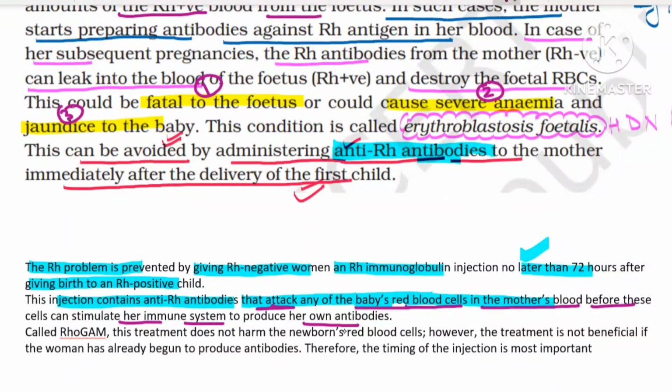Now, these antibodies are also known as RhoGAM. The treatment does not harm the newborn's RBC. However, the treatment is sometimes not beneficial. The reason is we don't know when the mother starts producing antibodies. We give the injection within 72 hours, but sometimes the antibodies are made within 48 hours only, and we are late. That time it is of no use. Already the mother's body has made antibodies.